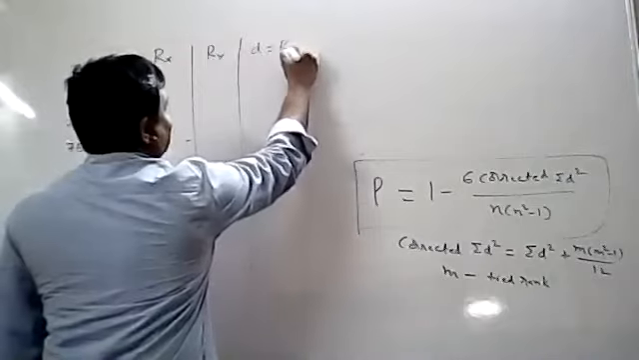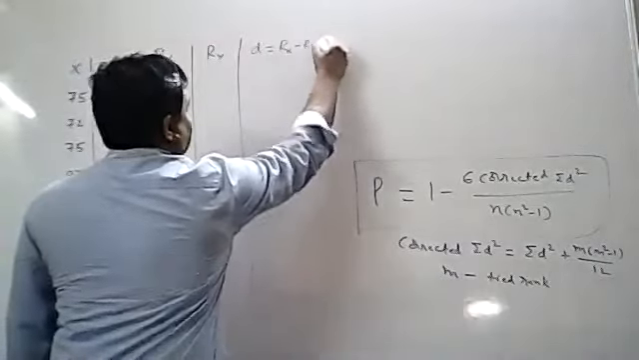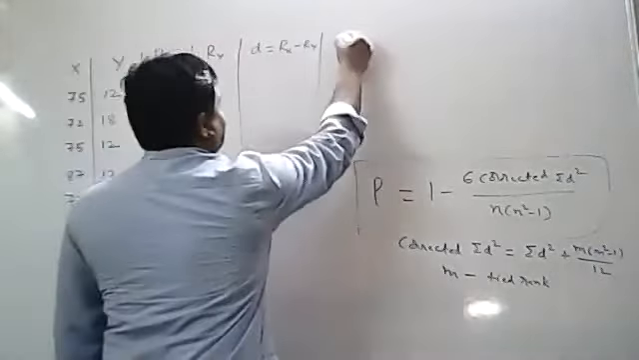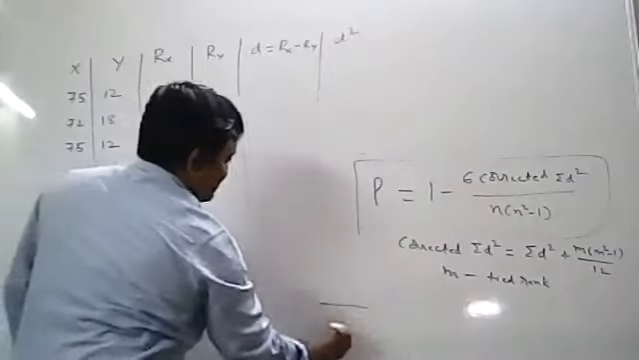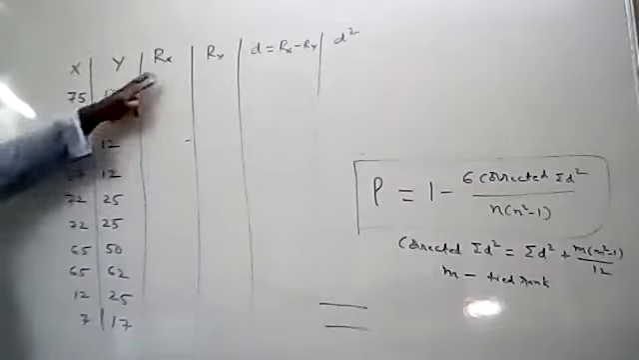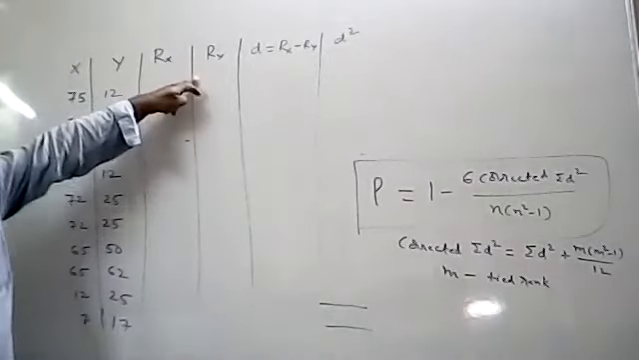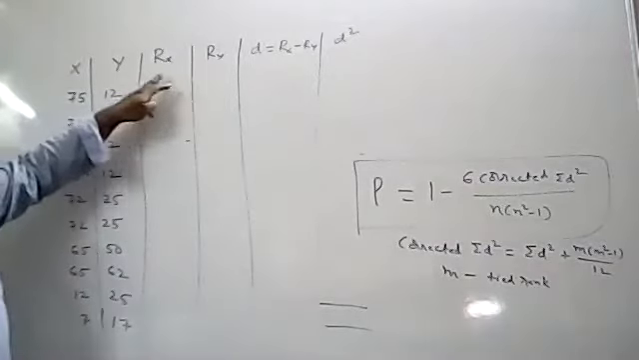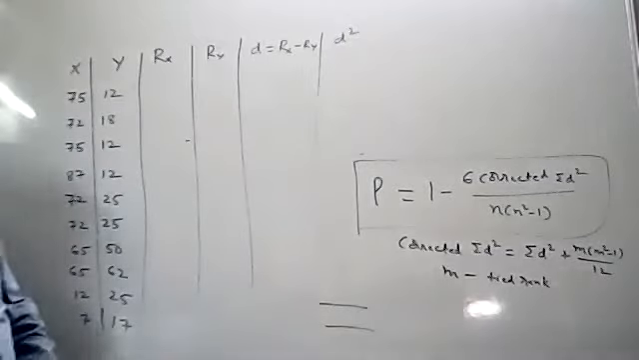What is the D formula? Rx minus Ry. If I know D, I can calculate D square. So the D square total is required. So Rx and Ry are very, very important. If you calculate these ranks correctly, then automatically you will get the problem correct.